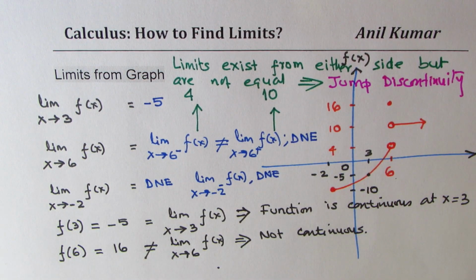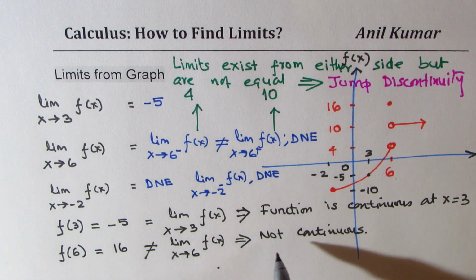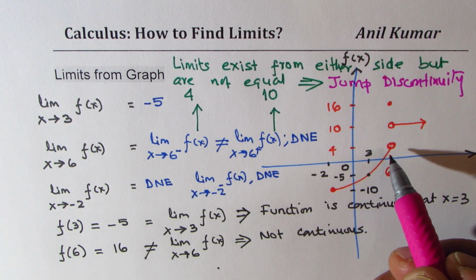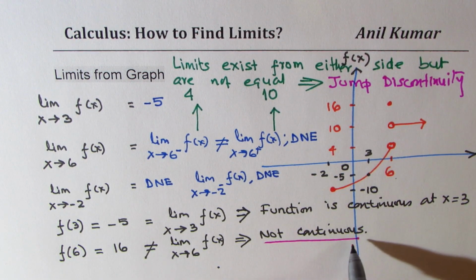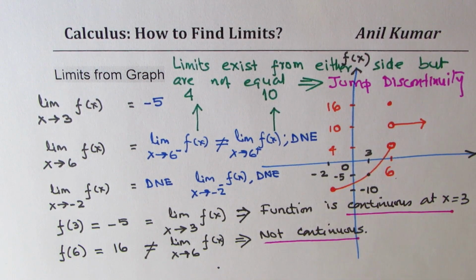Now these are a few very important conclusions. You can figure out whether you have a jump discontinuity, whether the function is not continuous or whether it is continuous, from the knowledge of finding limits and the value of the function at a given point. I hope this concept is absolutely clear. It's very important to understand from an examination point of view.